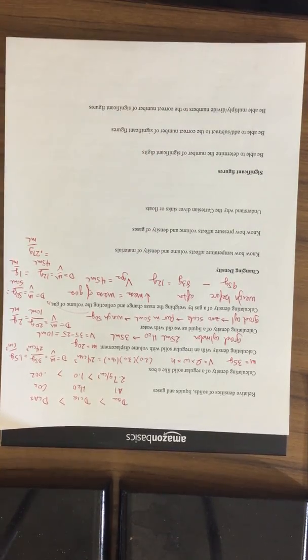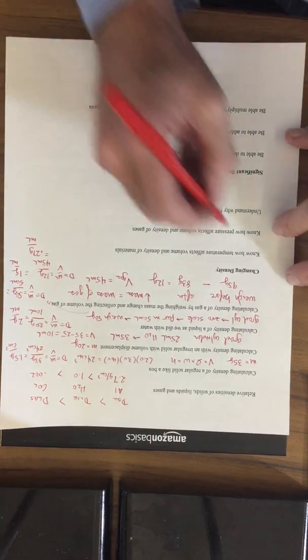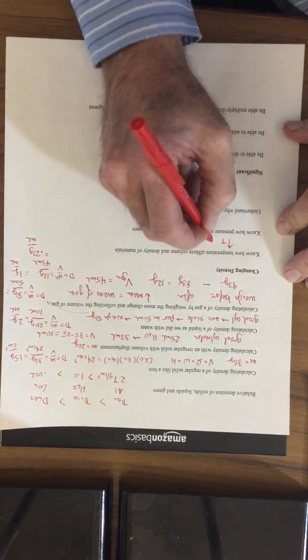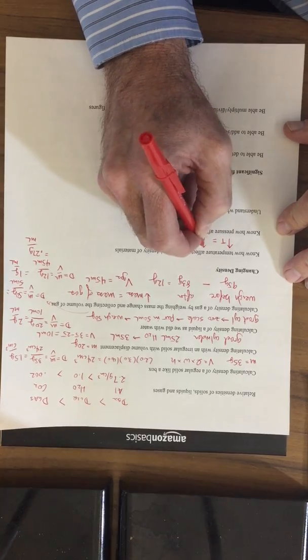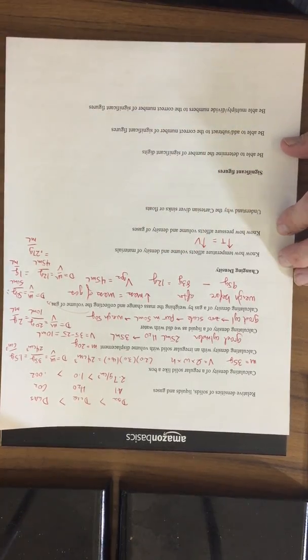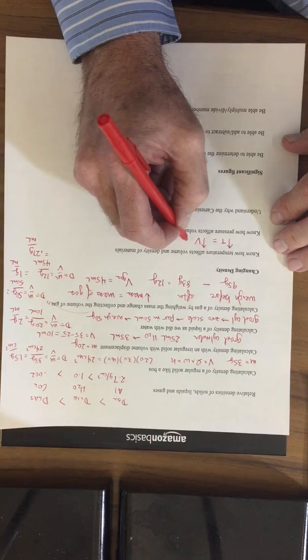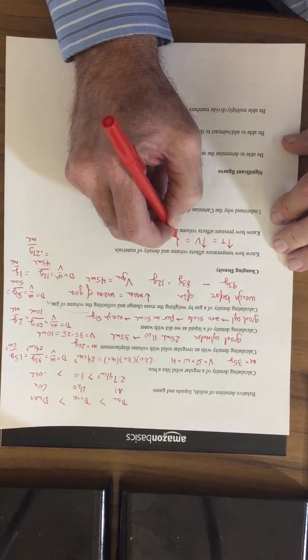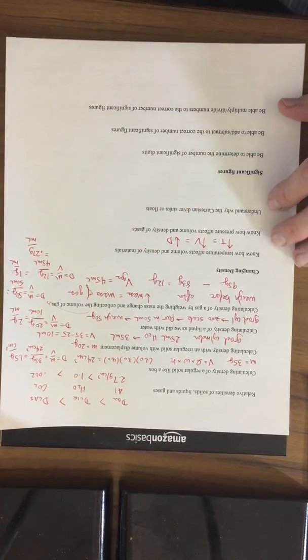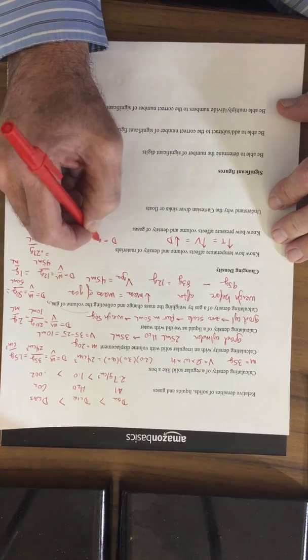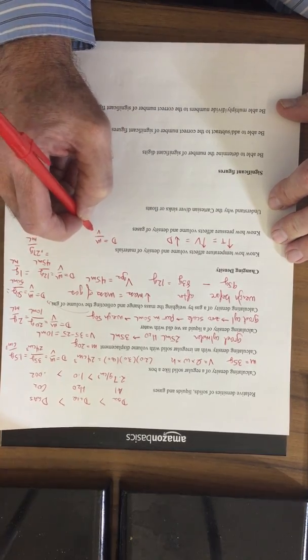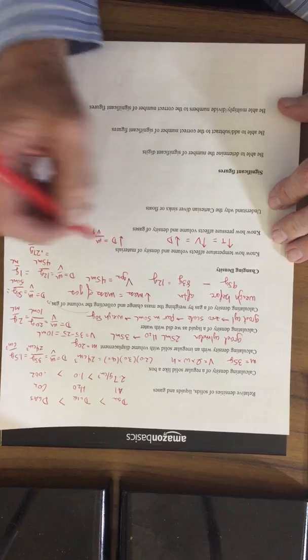Okay, down to these last few concepts. Know how temperature affects the volume and density of materials. If I increase the temperature, I'm going to increase the volume, just like a hot air balloon. And again, this is going to decrease the density. So looking at that formula, density is mass over volume. If I increase the volume, it increases the density.